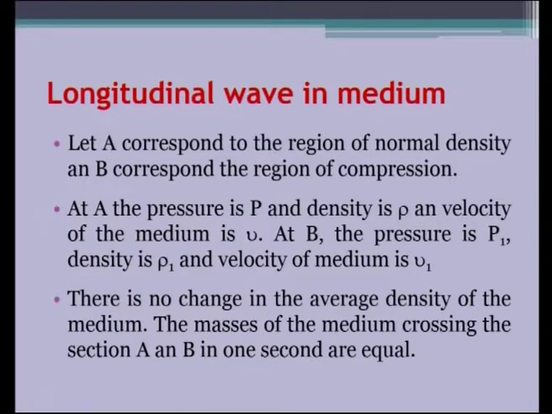There is no change in the average density of the medium. The masses of the medium crossing the sections A and B in 1 second are equal. We have taken a small cross sectional region between A and B. The volume is very small, so that whatever medium is entering in the region of A and whatever is leaving the cross sectional area of B, both are the same, but the velocities will be different. That we have to keep in mind.